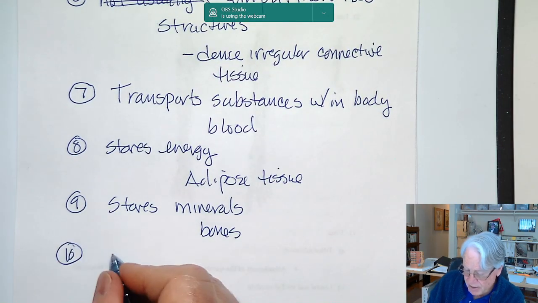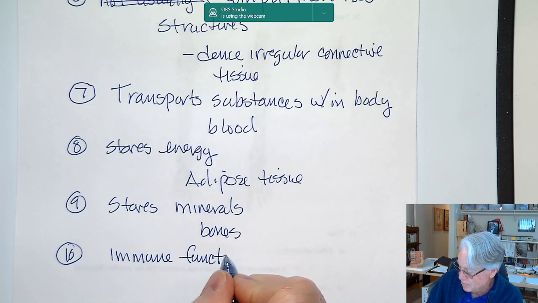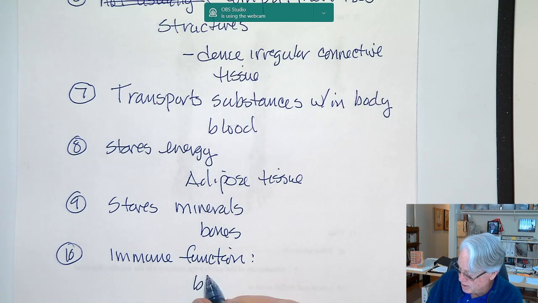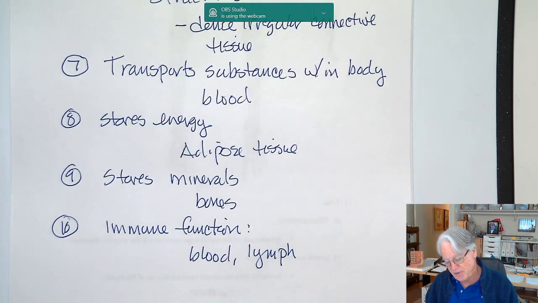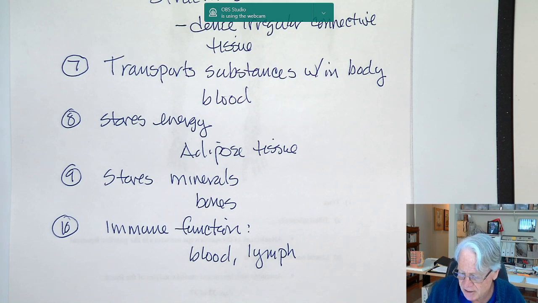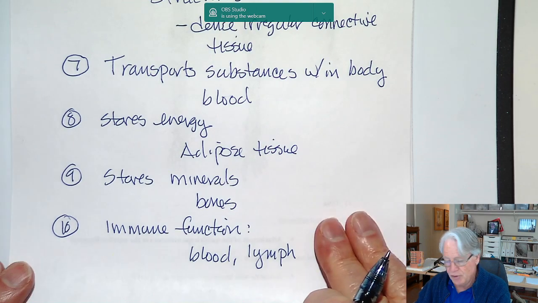And the last one, number 10, it's part of your immune defense, so it has an immune function. And this would be both blood and lymph, which is fluid found in the lymphatic system. So both of these fluids are considered to be connective tissue, and both of them are very closely connected to your ability to fight off disease. So it's part of the immune function of your body. So quite a bit of different functions. And as we said, a lot of variety in terms of what these connective tissues look like.